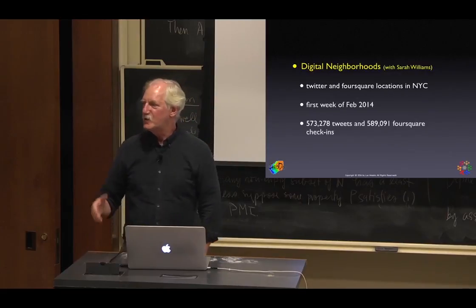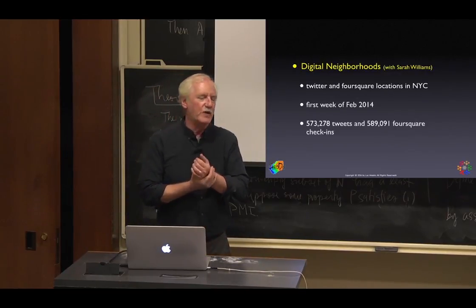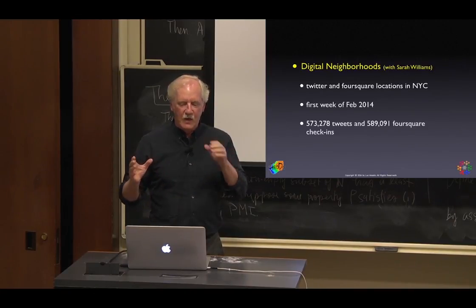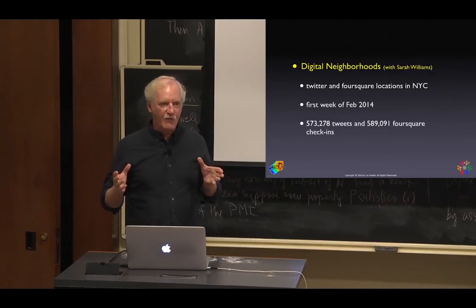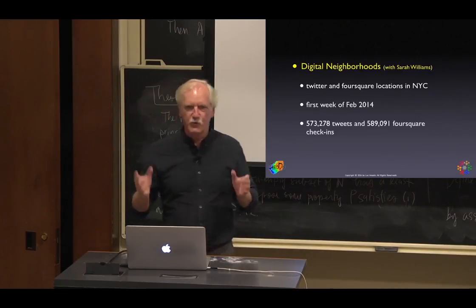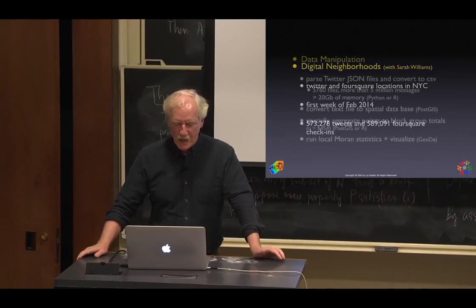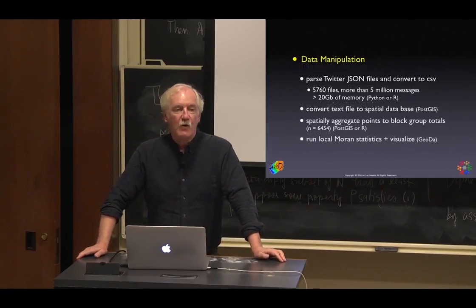Okay, so this digital neighborhood thing, we looked at Twitter messages and Foursquare location data. So we have one particular week, and we ended up looking at close to 600,000 data points. But those data points came actually from more than 5 million messages.